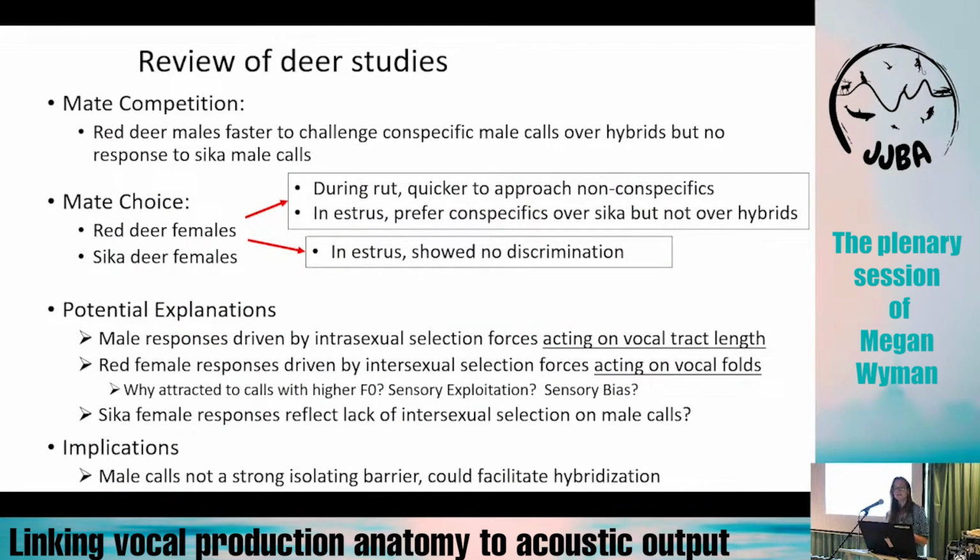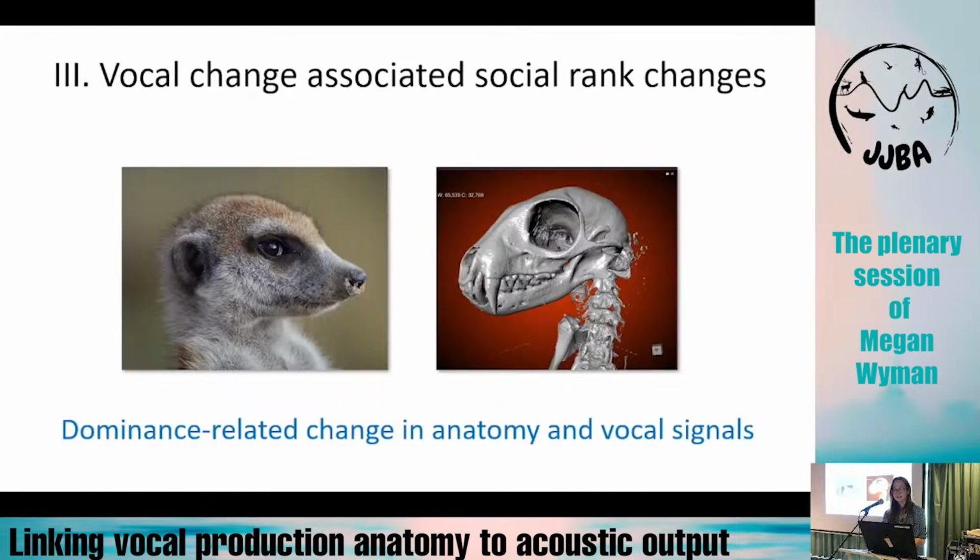Sorry, that got shifted. So it could be that the male response is driven by intrasexual selection forces acting on the vocal tract length. For females, it could be an interest in vocal folds, if females are willing to approach these higher frequency calls, like the hybrid and certainly the Sika. And it could be that the female lack of response is that they're cueing in on other signals to make their mating decision choices, and that they're not actually exerting some sort of driving force on calls within the Sika deer. So the implications are that male calls are not an isolating barrier, and it could facilitate hybridization in some cases.